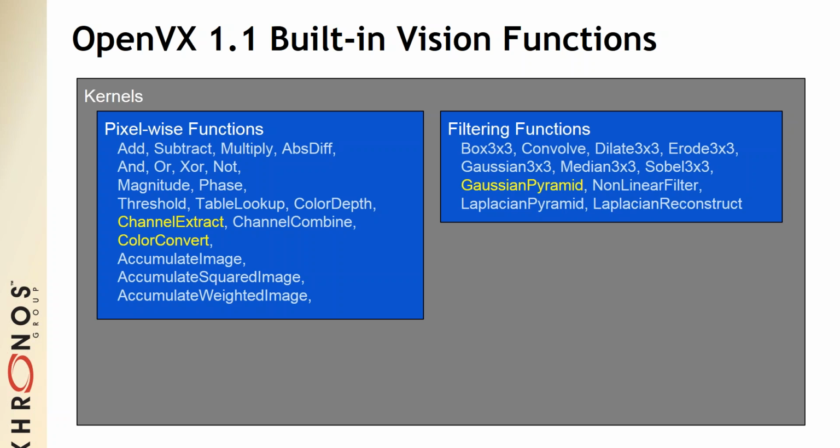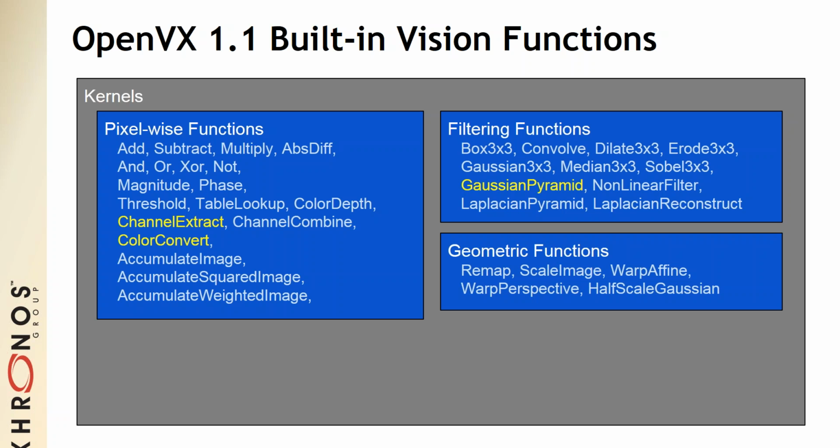And there is a nonlinear filter. This nonlinear filter got added in 1.1. If you take the dilate, erode, and median, we've seen the 3x3 functions. What the nonlinear filter does is expand it to much broader, so you can have a bigger than 3x3 neighborhood, and you can also specify a mask, what set of pixels you want to process in there. It's a general function. And then there's Laplacian pyramid and reconstruction for computational photography use cases.